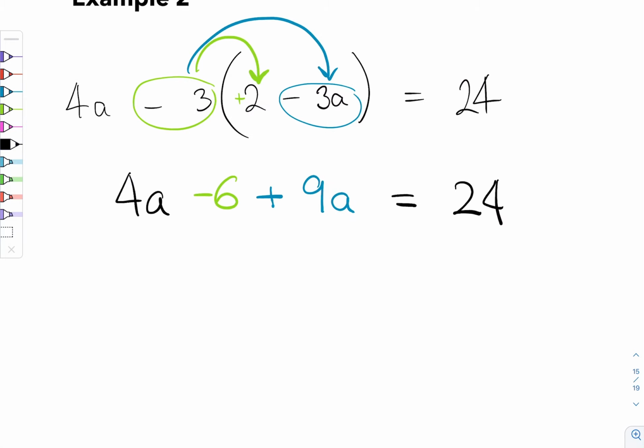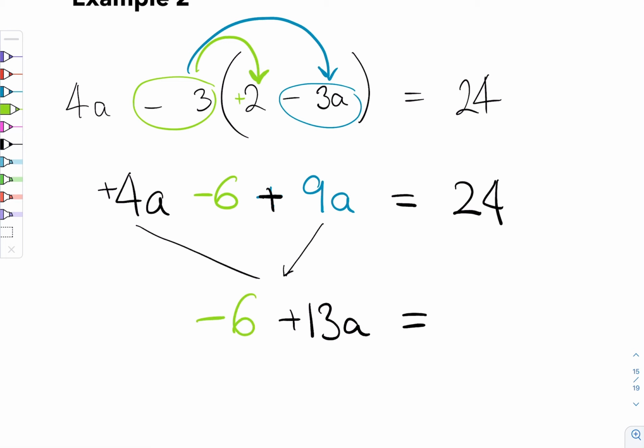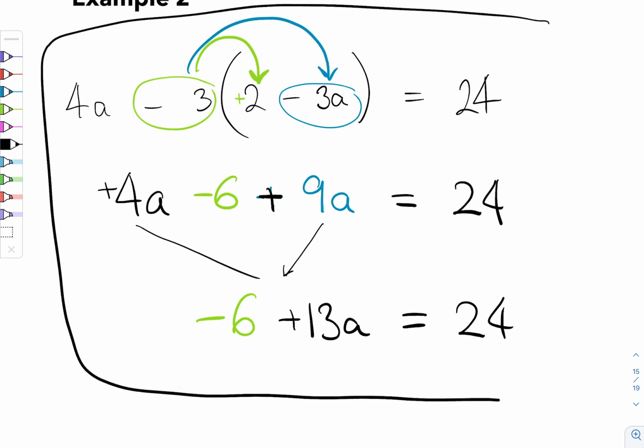Now I go looking, and from here I actually noticed that there are some like terms. This term and this term both have the letter a, the exact same letter combination, so they actually belong together. These two combined should give us 4 apples. This is positive, right? So positive 4 apples and positive 9 apples should give me positive 13 apples. That makes sense. And that negative 6 has not changed, so I'm just going to drop that down there. And again, the 24 has been unchanged. So all I've done from here to here is I've actually just converted and simplified.